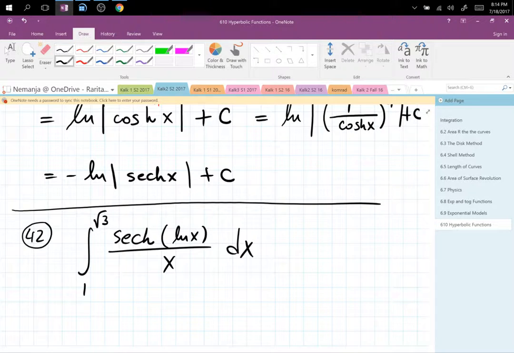Anyways, I said U equals ln of x, which is 1 over x. And then you cancel the 2 x's. Keep going.